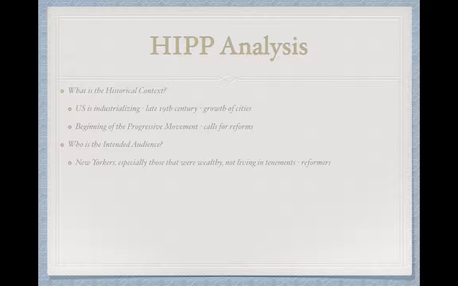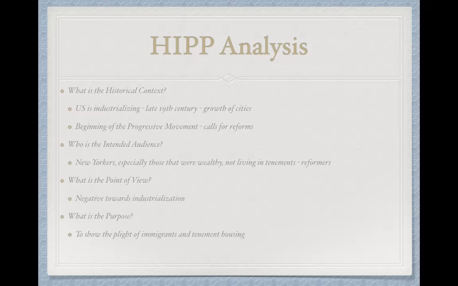The intended audience is New Yorkers, especially those that were wealthy, not living in these tenements, and reformers, to be able to say to them, look, this is what other New Yorkers are living like. This is what the other half is experiencing. The point of view is negative towards industrialization, and the purpose is to show the plight of immigrants and tenement housing, and hopefully to inspire reform.